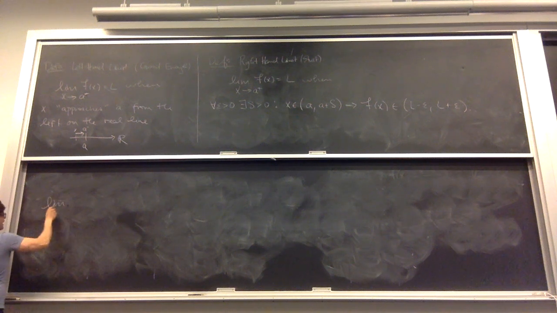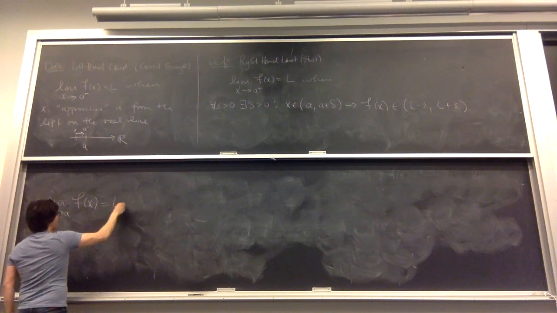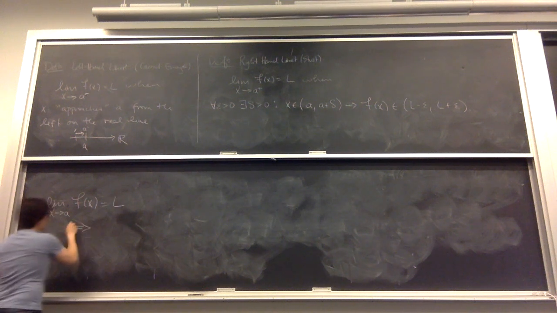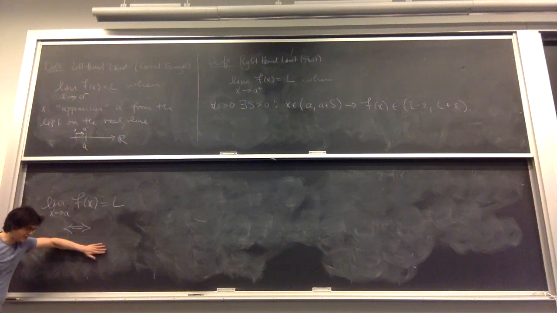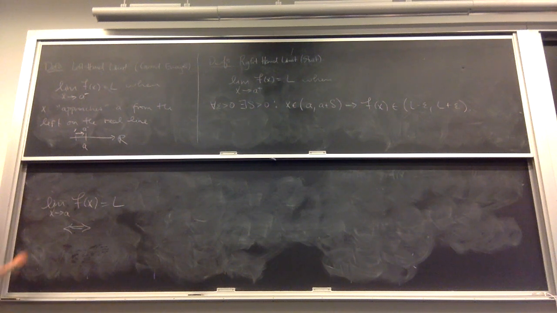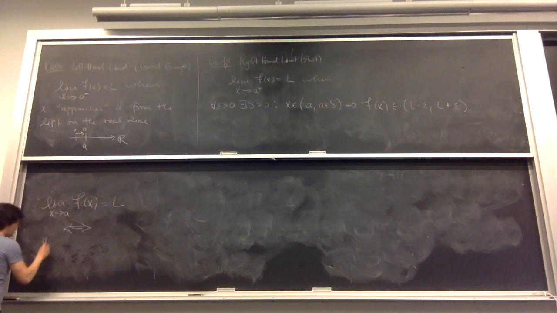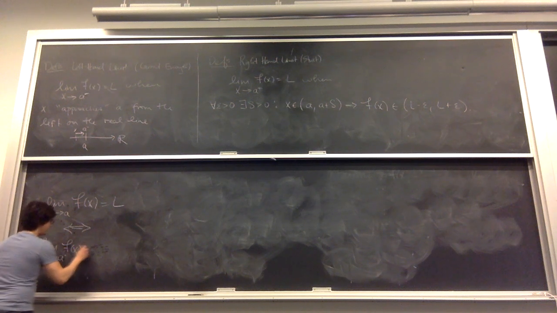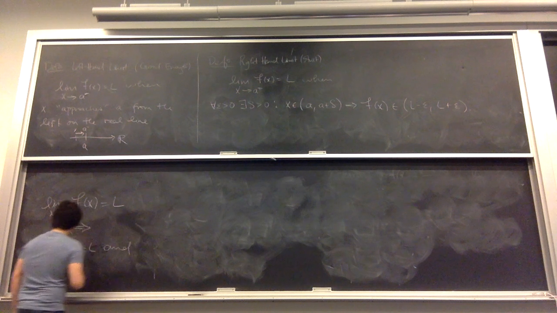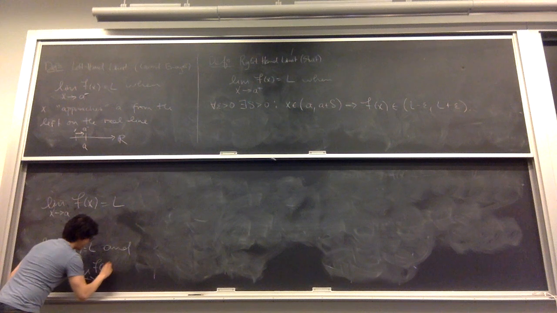The limit as x goes to a of f of x is equal to L if and only if. Right, this symbol means if this is true, then what I write down here will be true. And if what is here is true, this will be true. So the limit of x goes to a of f of x is L if and only if the limit of x goes to a from the left is equal to L, and the limit of x goes to a from the right of f of x is equal to L.